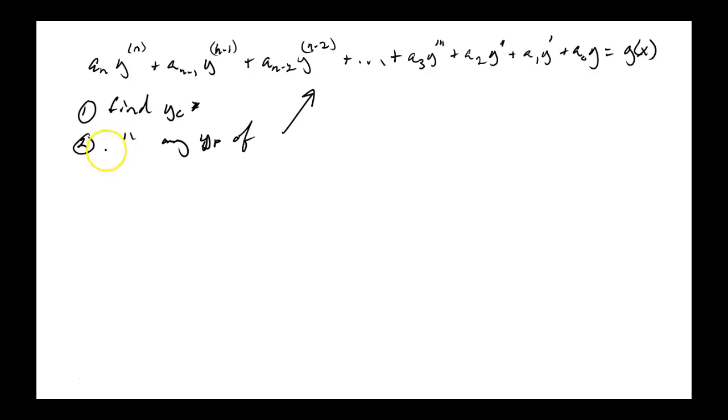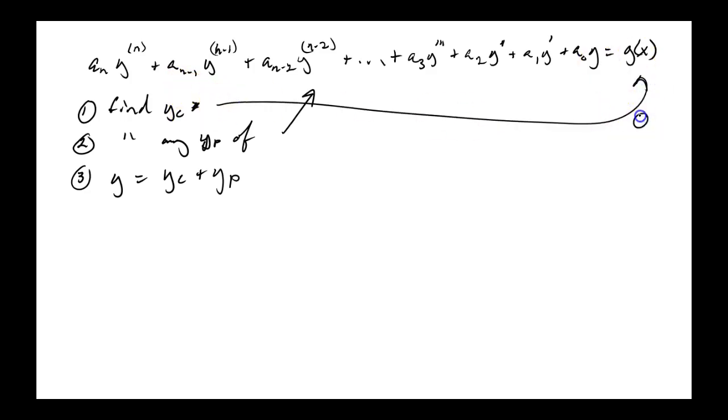Then your general solution, I guess this is the third part, y is equal to y sub c plus y sub p. Okay? Now, the complementary solution function, y sub c, is when this is equal to 0. The g is equal to 0. Okay? And we just did those.